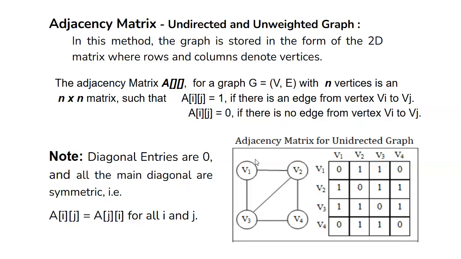Okay, here the matrix name is A, a two-dimensional A, and the graph G is nothing but a collection of vertices and edges.